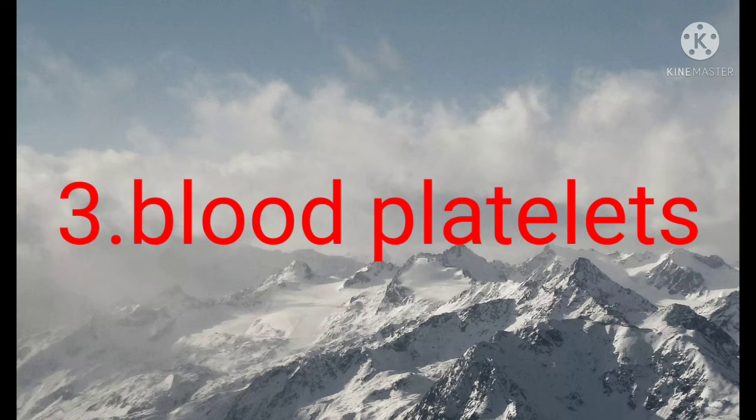Third one is blood platelets. Blood platelets play an important role in coagulation. Coagulation means clotting. Suppose you cut yourself, the blood flows out of the wound for only a short time. Then the cut is filled with platelets. Normally, the blood that oozes from a wound clots in 3 to 4 minutes. But in some people, due to vitamin K deficiency, it takes more time. Vitamin K is helpful for coagulation of blood.